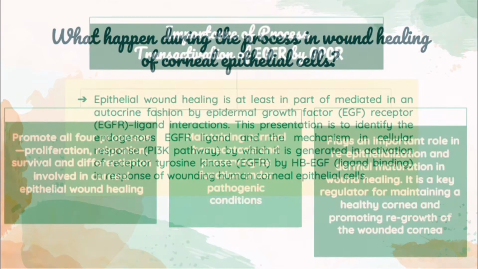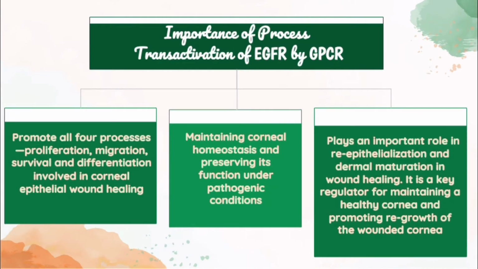There are 3 main importance in the process of transactivation of EGFR by GPCR. First and foremost, it promotes all 4 processes, which are proliferation, migration, survival, and differentiation, involved in corneal epithelial wound healing. Secondly, it maintains corneal homeostasis and preserves its function under pathogenic conditions. Thirdly, it plays an important role in re-epithelialization and dermal maturation in wound healing. It is a key regulator for maintaining a healthy cornea and promoting regrowth of the wounded cornea.